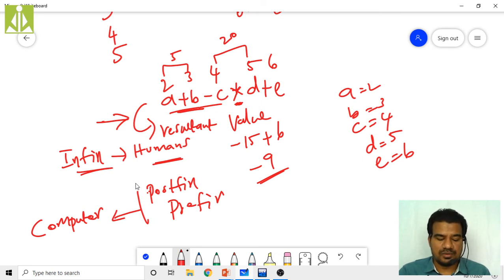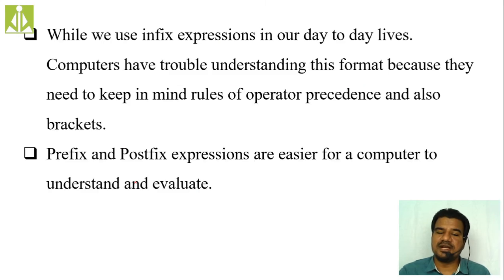So quickly, with this understanding, we go to our slides and we will see. See, the first point, if you read: while human beings use infix expressions in our day-to-day lives, computers have trouble understanding this format because they need to keep in mind the rules of operator precedence.